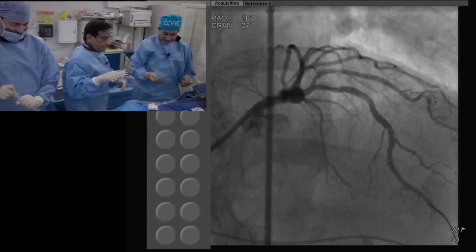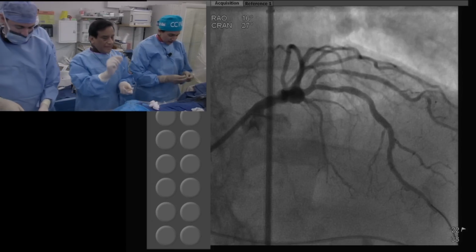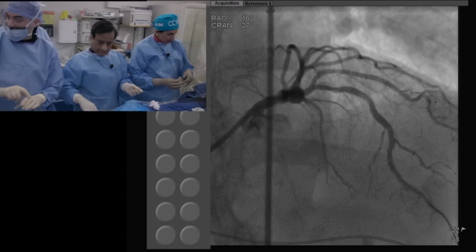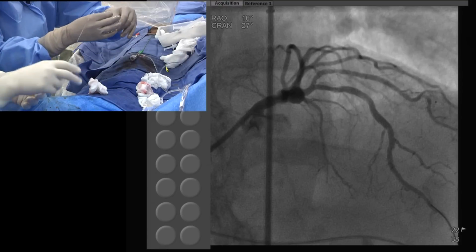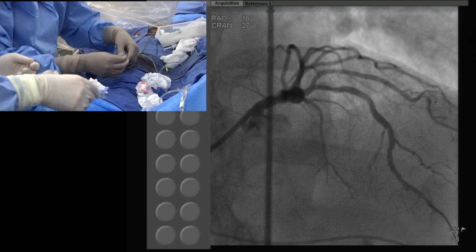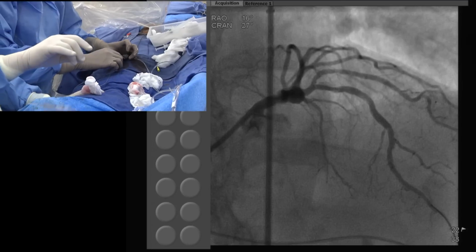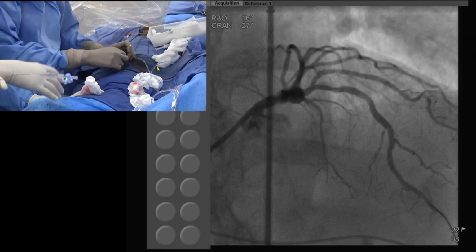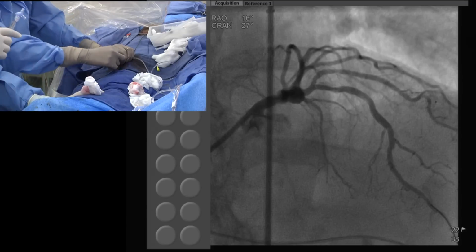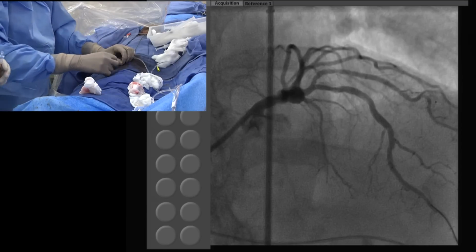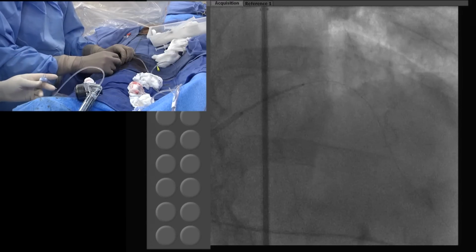So now, as I said, we are right now dealing with the mid LED. You see that diag, just after the diag we'll place the stent. One of you can remove the rota. We don't need rota. We will need IVUS at the end.